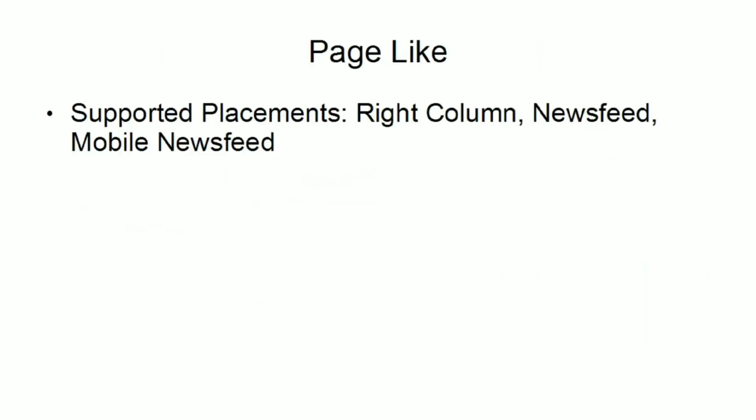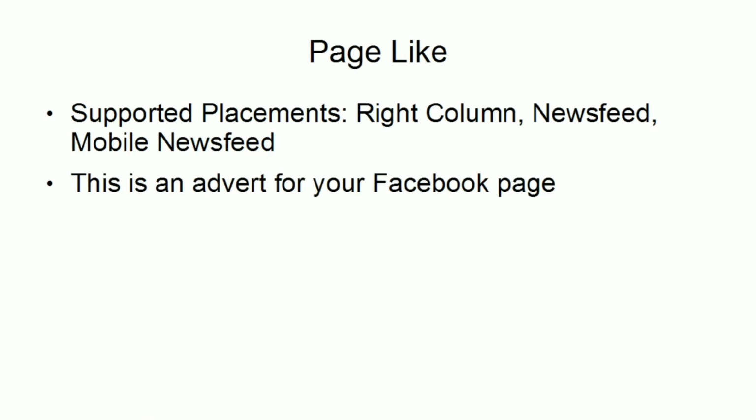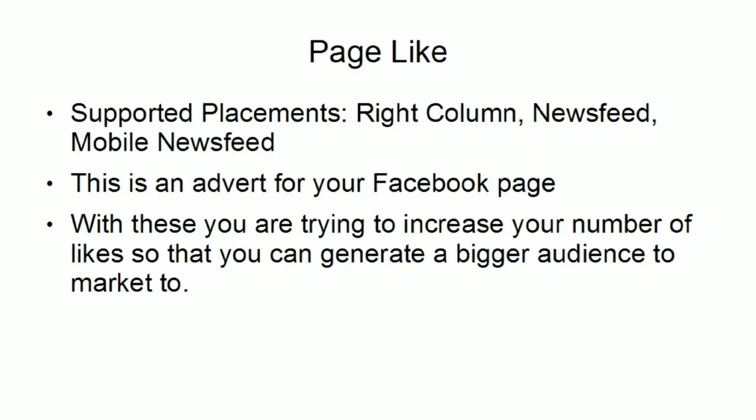Then there's page like, and the supported placements are the right column, the newsfeed, and the mobile newsfeed. And this is basically an advert for your Facebook page. And with these, what you're trying to do is increase the number of likes so that you can generate a bigger audience to market to. And this is really part of a long-term strategy. You're probably not going to make any direct sales from this sort of thing, but you are going to get more people to like your page, you're going to get more fans, and you're going to grow your audience slowly over time. So it's something to plan for the long term.